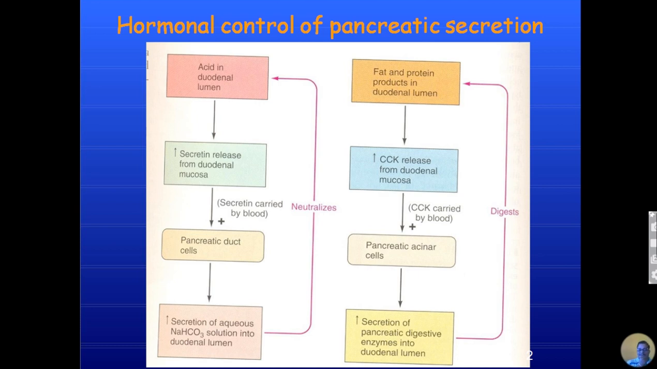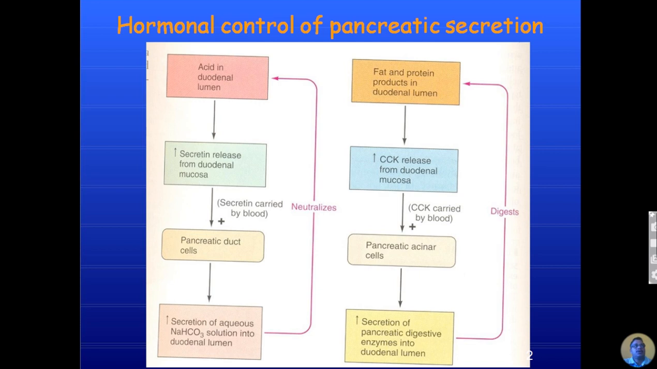So they will carry out the function with respect to increased secretion from the duodenal mucosa. Also the pancreatic duct which is releasing it, and the cells continue further. So increased secretion of this bicarbonate actually neutralizes the effect of acid liberated from the stomach.